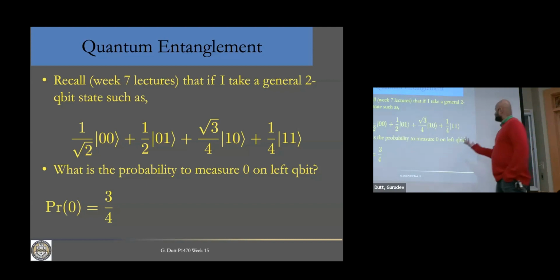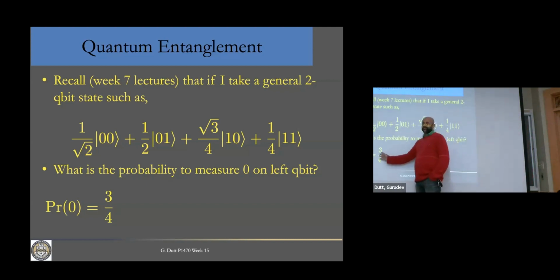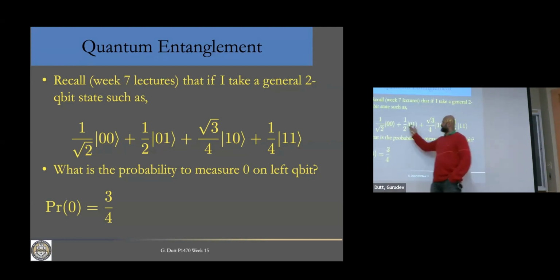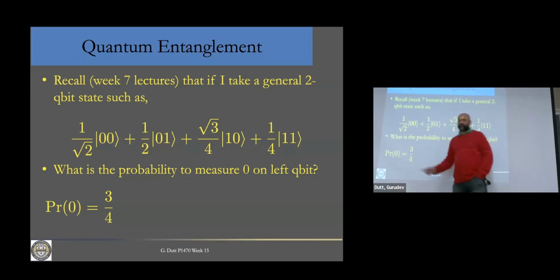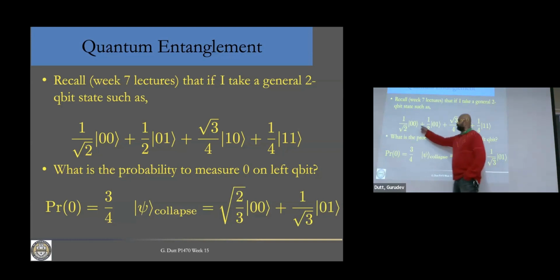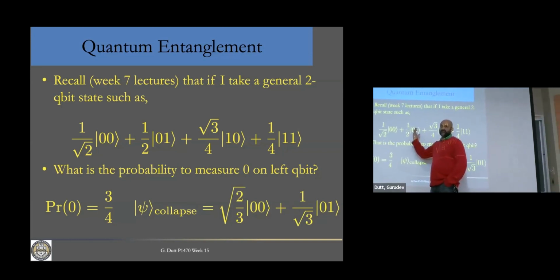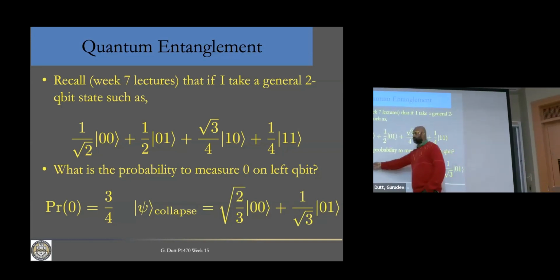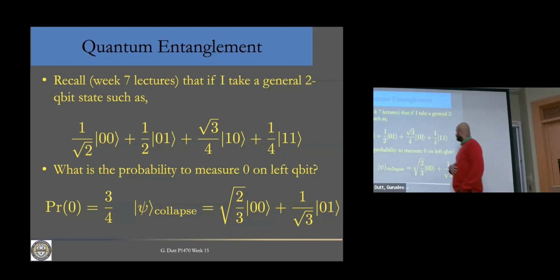Okay. And then once I measure that the probability of the left qubit being in the state 0 is 3/4, the remaining qubit must be in a superposition of these 2 states. And the amount of superposition is just obtained by dividing by the square root of this probability. Meaning I take that state, 1 over root 2 00 plus 1 half 01, and I normalize it. And the normalization constant turns out to be 1 over the square root of 3 over 4. So I get this state over here.